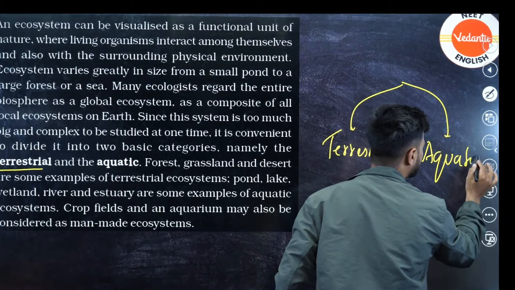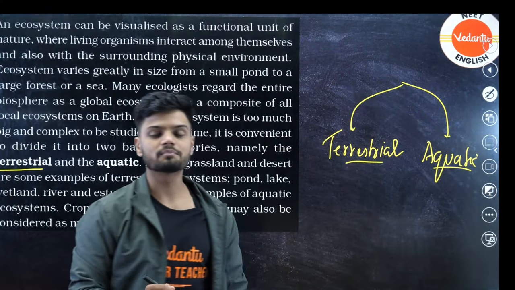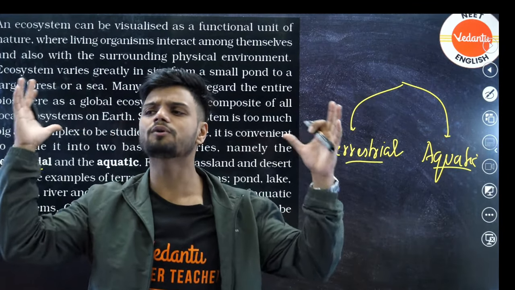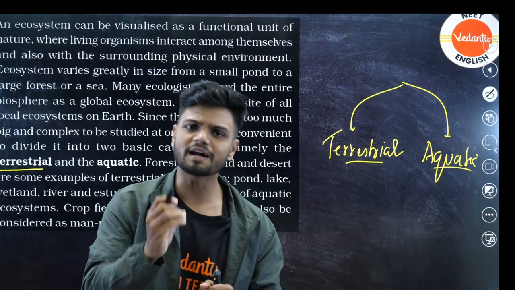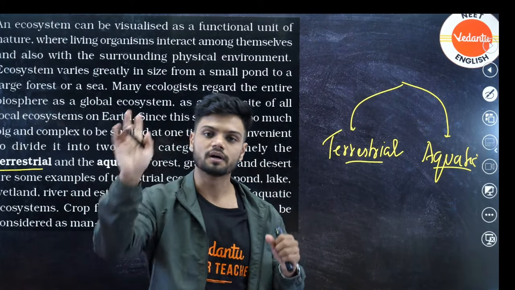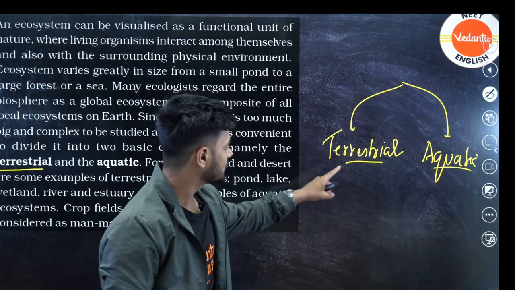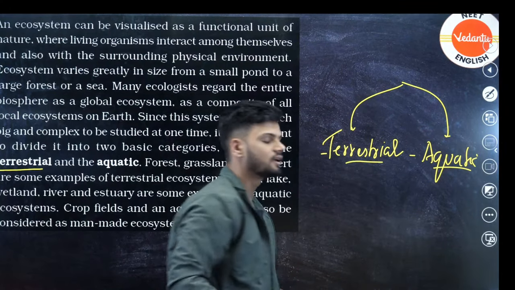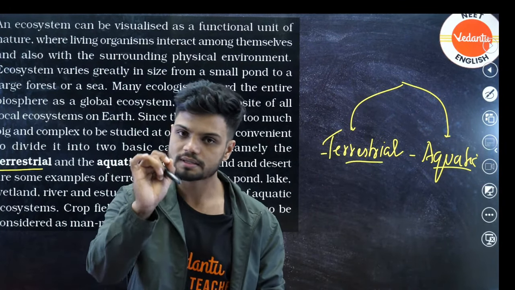Now, why are we dividing it? We are dividing because it is very complex to understand the entire ecosystem. That is why we are dividing the entire ecosystem into two different parts. Part number one is terrestrial ecosystem. Part number two is aquatic ecosystem.